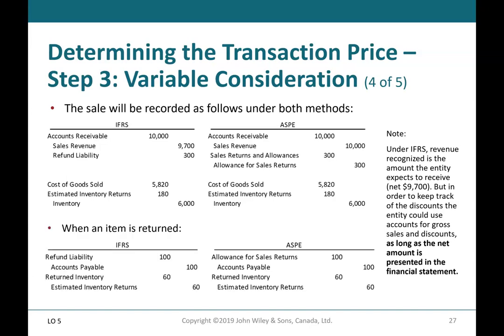When an item is returned, under IFRS, you would debit refund liability 100, credit accounts payable 100, debit returned inventory 60, and credit estimated inventory return 60. Under ASPE, you would debit allowance for sales returns for 100 and credit accounts payable for 100. You would debit returned inventory for 60 and credit estimated inventory returns for 60.